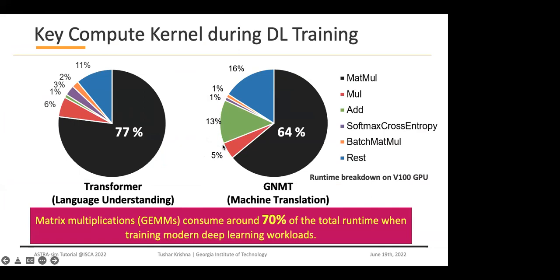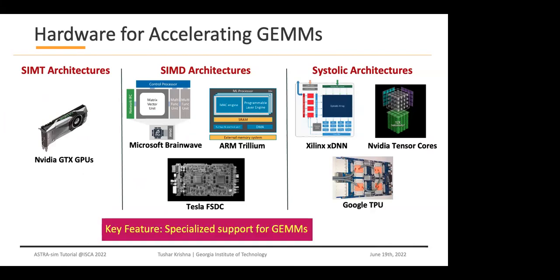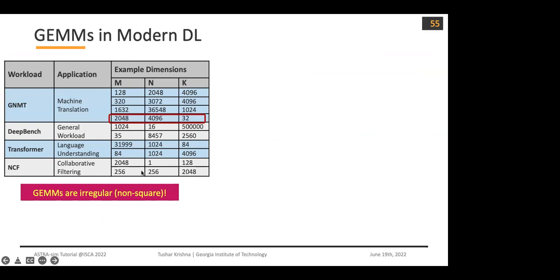And it's not surprising that NVIDIA GPUs have started adding tensor cores, and CPUs have started adding tensor cores. You have architectures like the TPU and a bunch of systolic architectures that are all optimized really for matrix multiplications. So the key feature is specialized support for these GEMMs. And of course, there are interesting challenges that training and compute accelerators face. A lot of times these GEMMs are not very regular. They're quite irregular, especially when you have GEMMs on the backward pass.